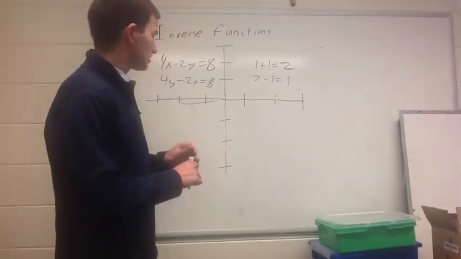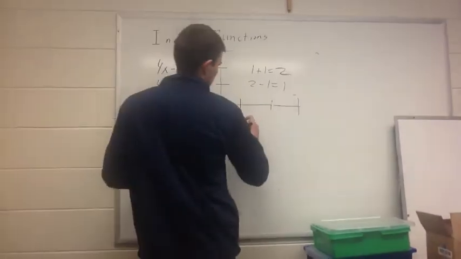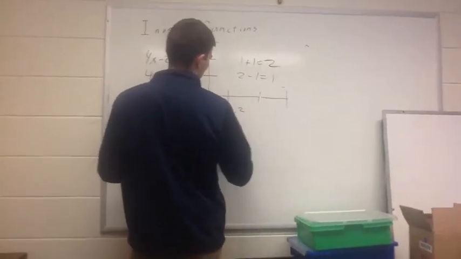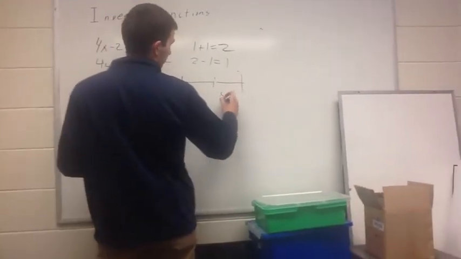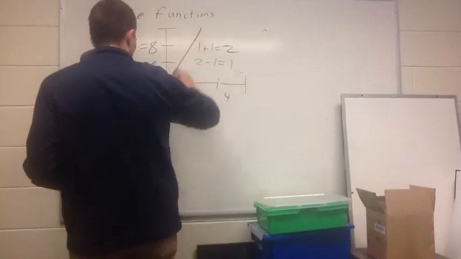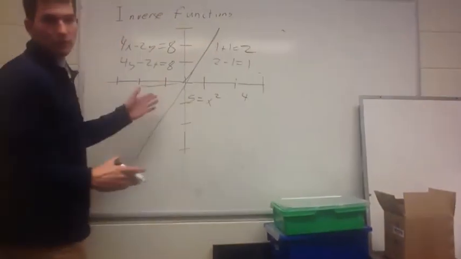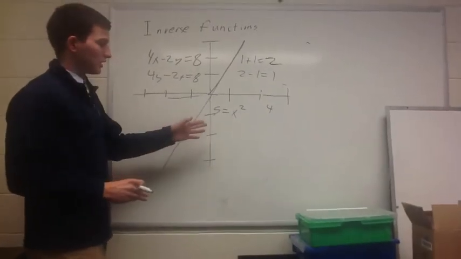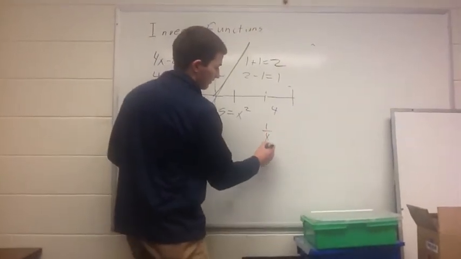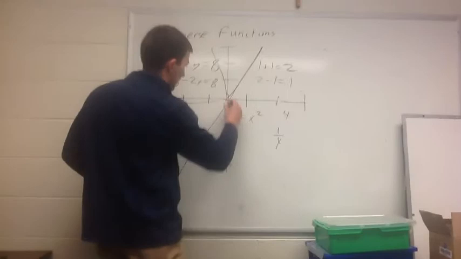So let's just say that y equals x squared and the slope equals 4. So it's going to look something like that. Now, for the opposite equation, it's going to end up being 1/4 because it's the reciprocal of that derivative. So it's going to go like that.